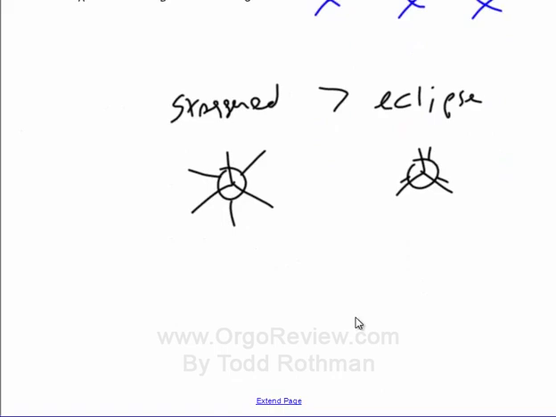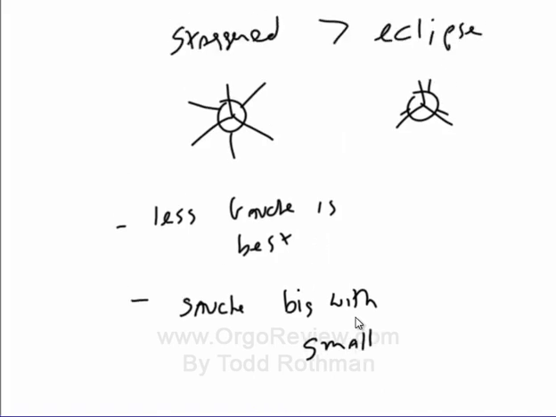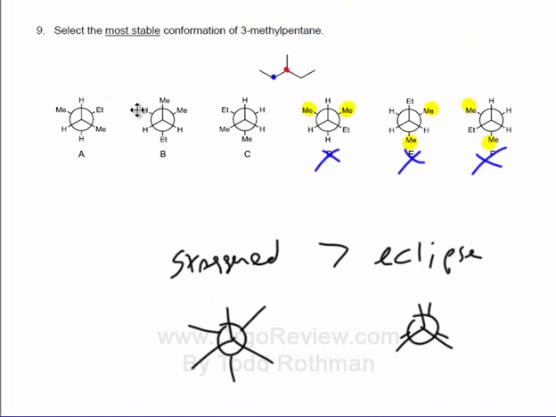So then you say, well, within staggered, less gauche is best, and if you need to gauche, big with small, not big with big. So if you have to gauche, then you should gauche big things with small things. Okay, so let's look at that. So here we have one gauche between the methyl and the ethyl. That's it. Because remember, gauche only happens with a big group next to another big group, but not next to H's. So this has one gauche, right?